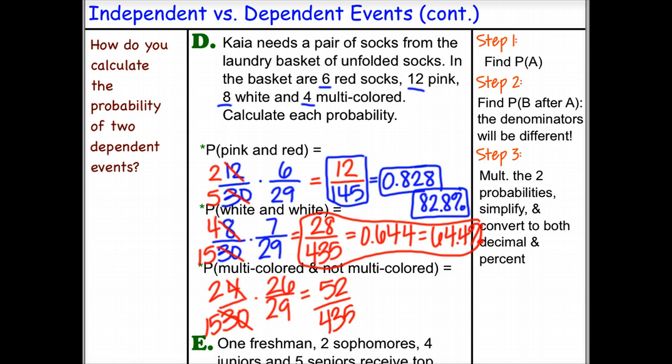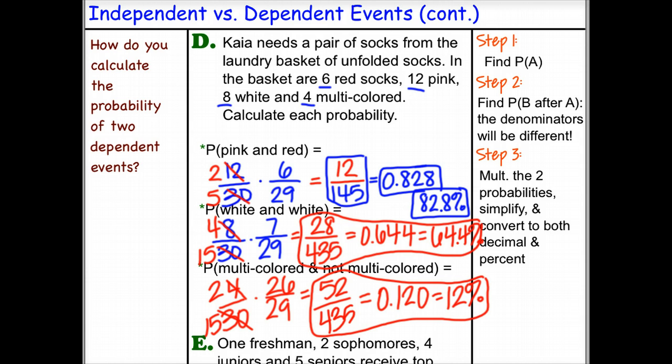And if we take 52 over 435, it does not simplify. So if we take 52 over 435 and convert it to a decimal, we get 0.1195. So that rounds to 0.12, and it gives you 12% approximately for this.